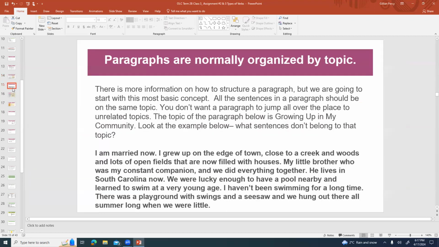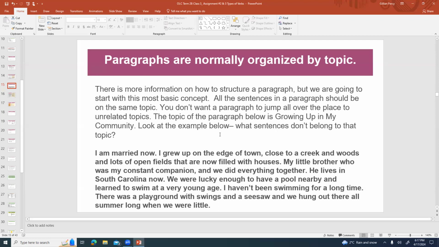Okay, so we talked about paragraphs. Remember that paragraphs are normally organized by the topic. There is more information about how to structure a paragraph, but we're going to start here with this basic concept. All the sentences in the paragraphs should be on the same topic. You do not want a paragraph to jump all over the place to unrelated topics. So the topic of the sentence below is growing up in my community. Look at the sample, what sentences don't belong.